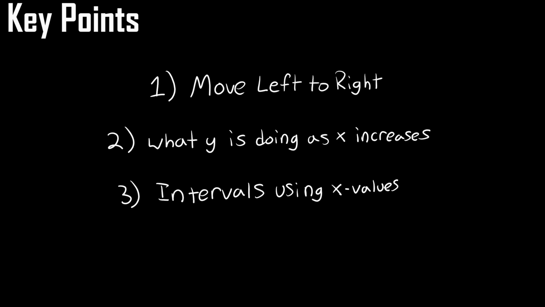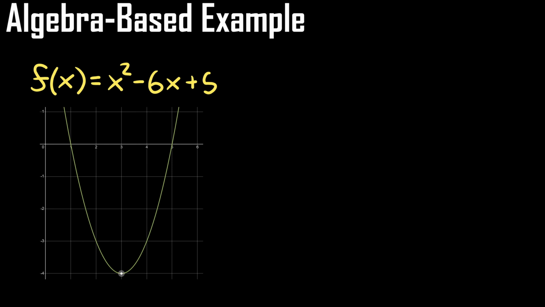Now let's do an algebraic example. So let's say we're given the function f of x equals x squared minus 6x plus 5. We know this is a parabola opening upward, so the vertex will tell us where it switches from decreasing to increasing. So to find this interval, we will first find the vertex, which we could find by x equals negative b over 2a, which in our case is negative negative 6 over 2 times 1, which equals 3.